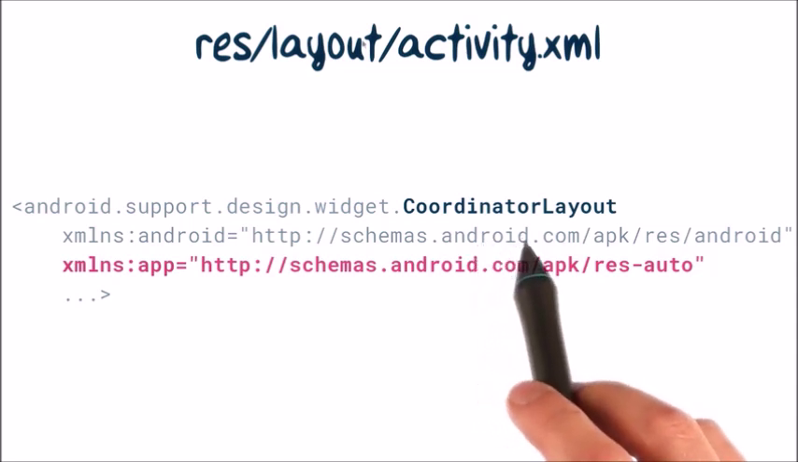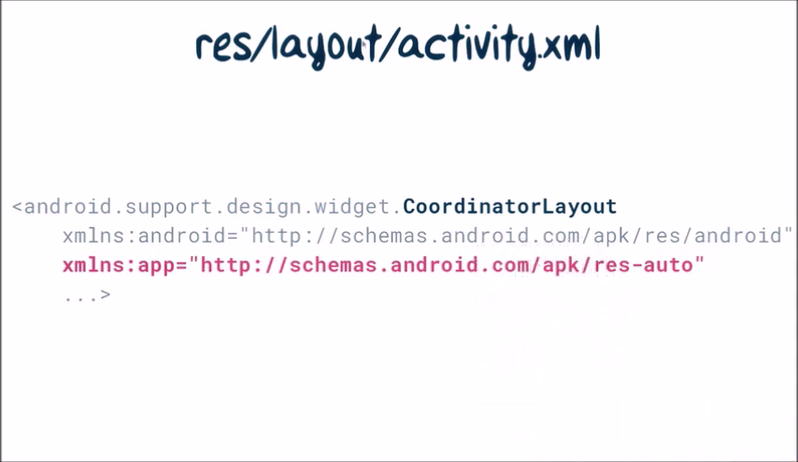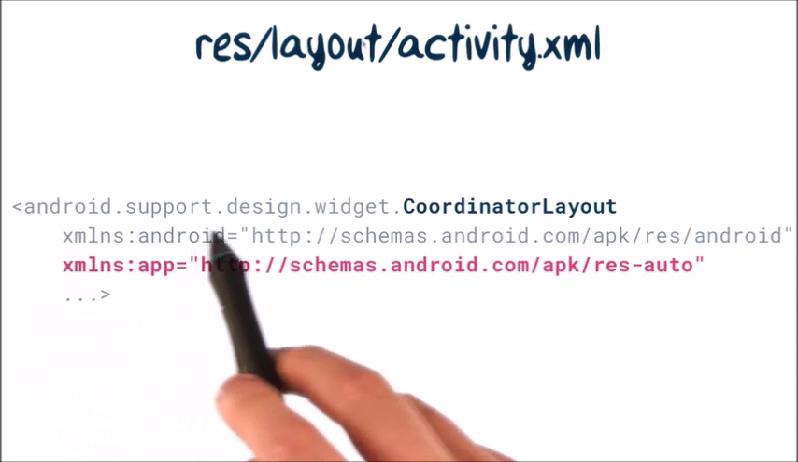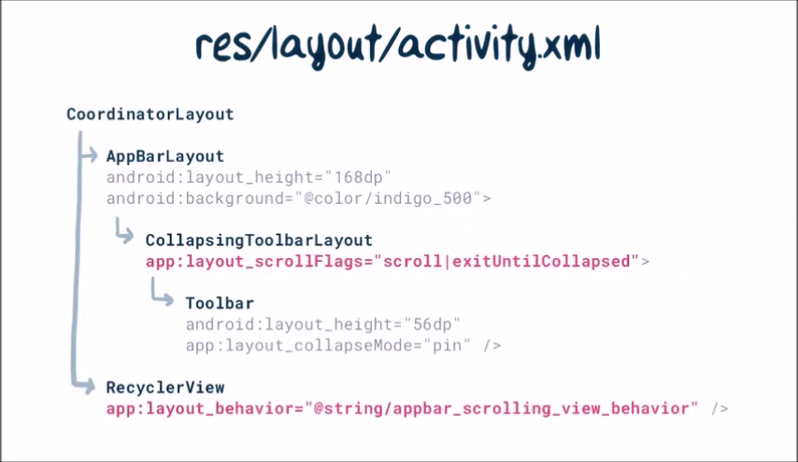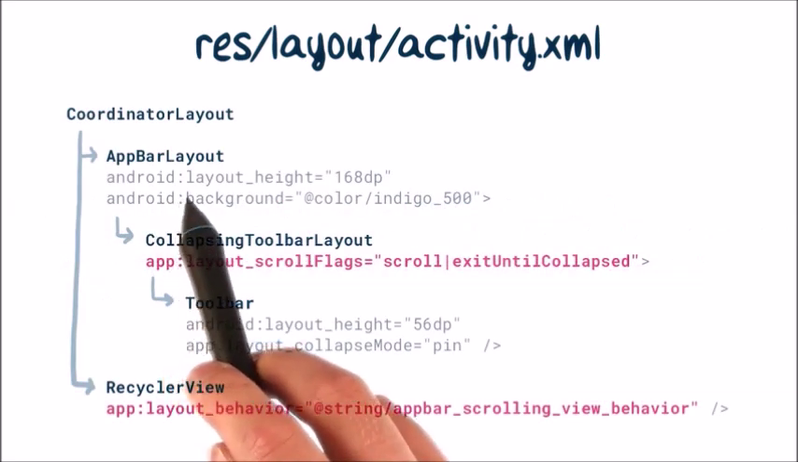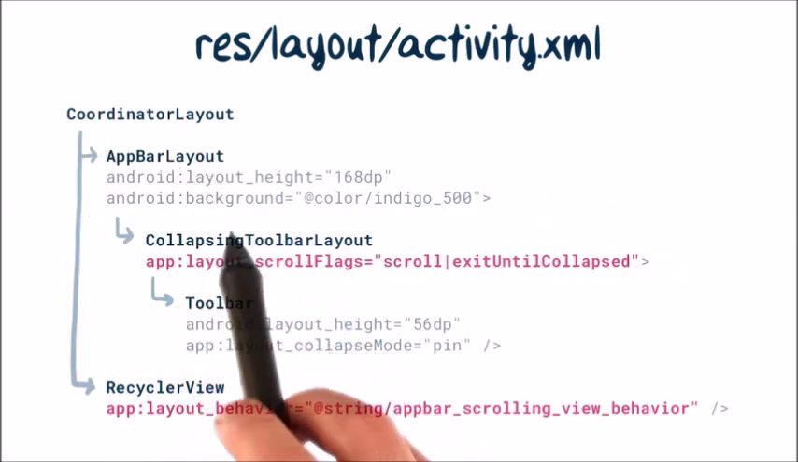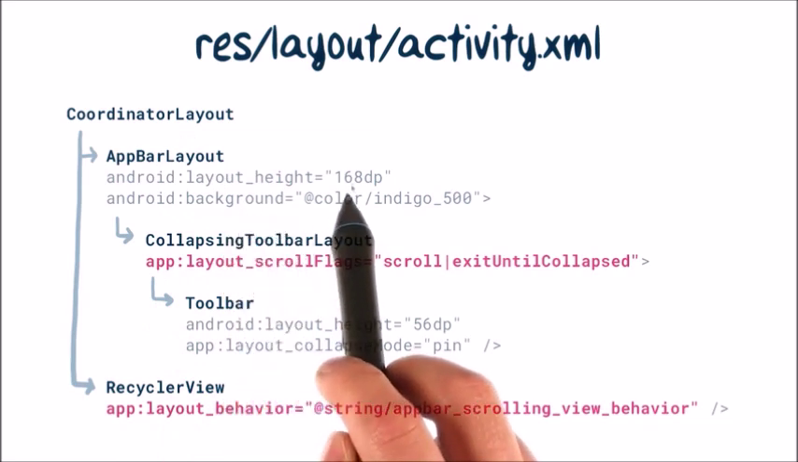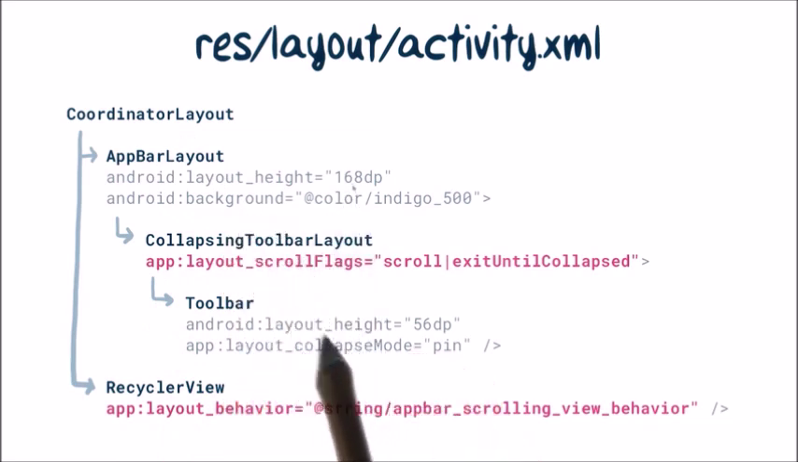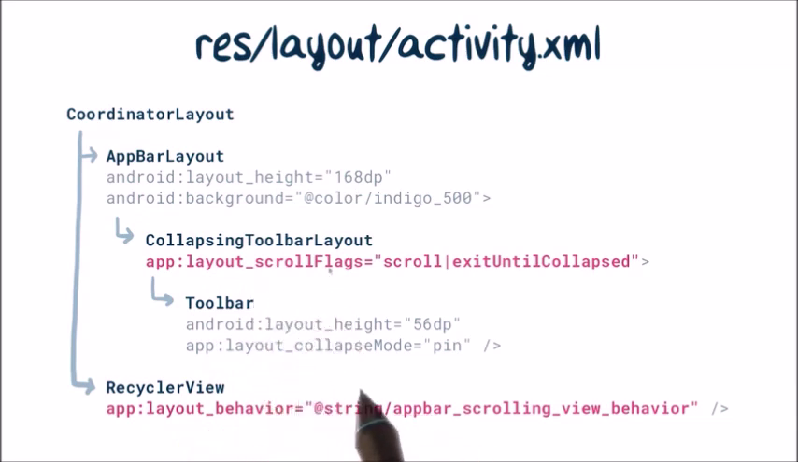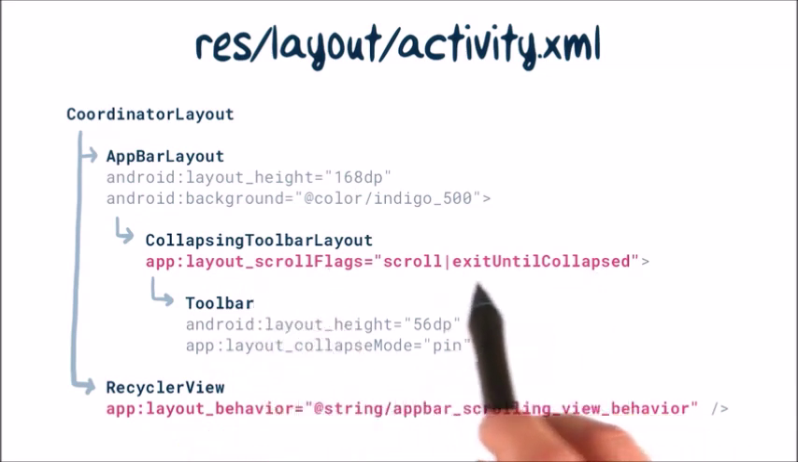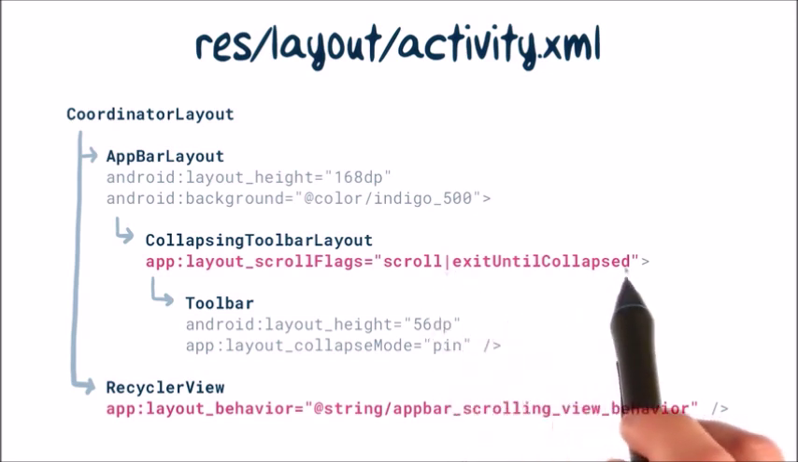Since coordinator layout is in the Android Design Support library, we'll need to reference it by its full class name and also include the app namespace for support library attributes. We'll use an app bar layout under the coordinator layout and give it the expanded height we want of 168 dips. Within that, we'll include a collapsing toolbar layout and tell it to scroll off the screen until it reaches the collapsed size. That's this exit until collapsed flag.